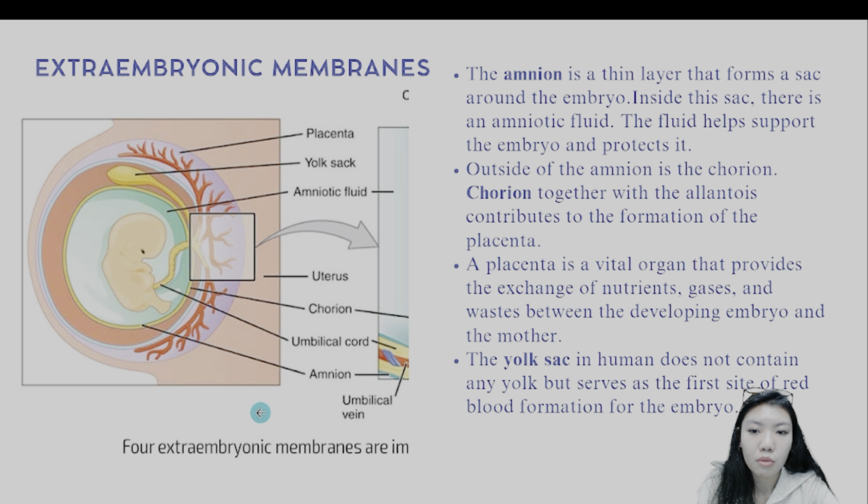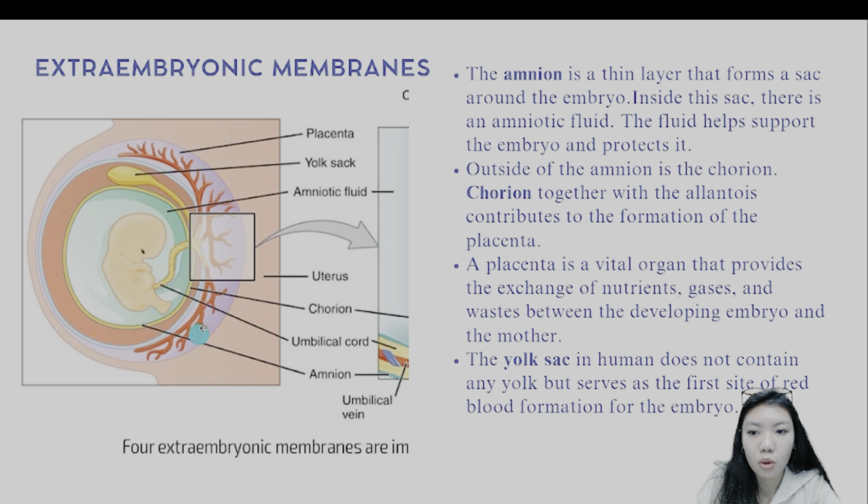First one is the amnion. Here you can see the yellow one. The yellow one is the amnion. It's a thin layer, and it forms a sac around the embryo. Inside the sac we have fluid. It means amniotic fluid, and this fluid helps support the embryo and protects it.